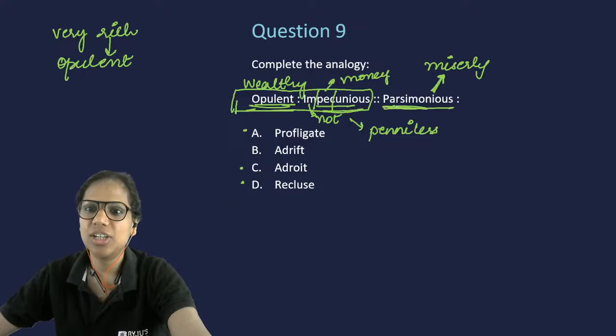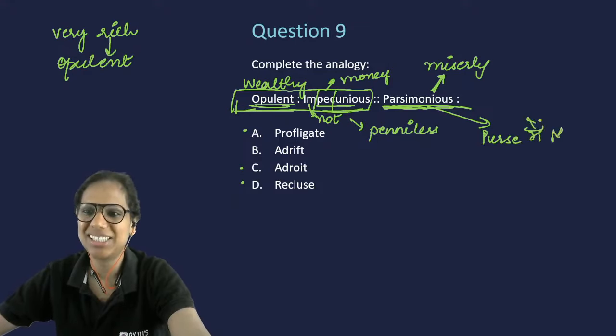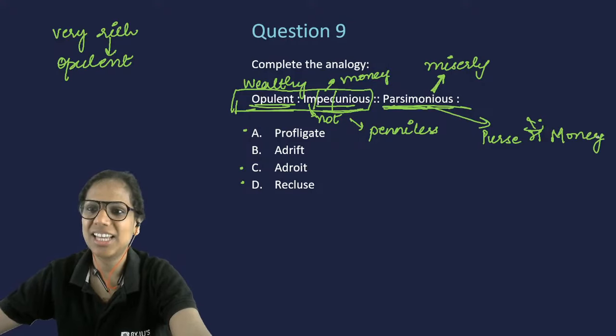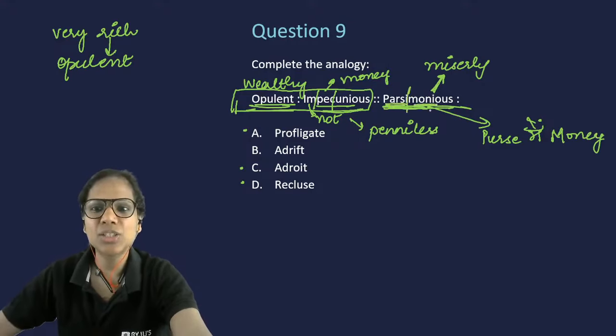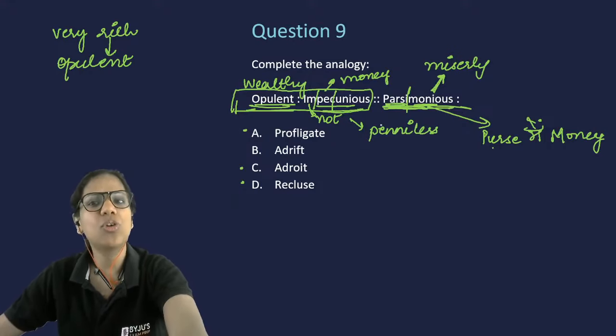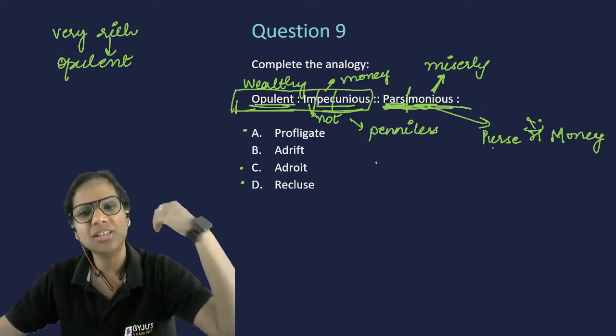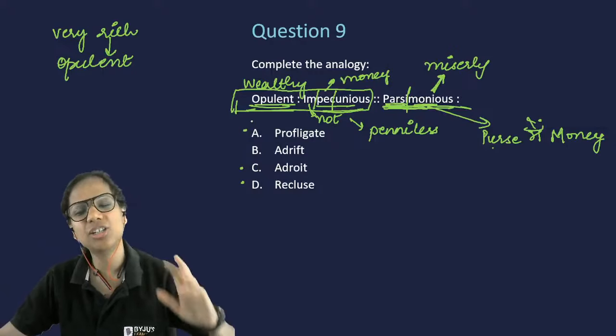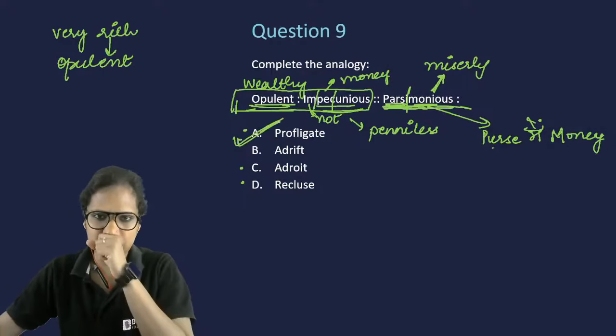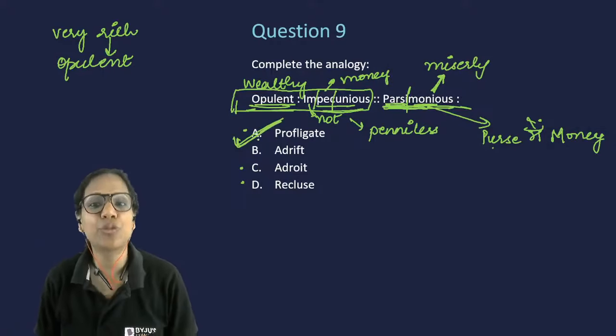Okay, so in order to learn this, the mnemonic that I often give students is: someone who always likes keeping money in the purse. Parsimonious, purse mein money, right? That is parsimonious. Okay, so that means I'm looking for the opposite of miserly, somebody who's spending a lot, extravagant in his or her lifestyle. The answer for that is profligate.